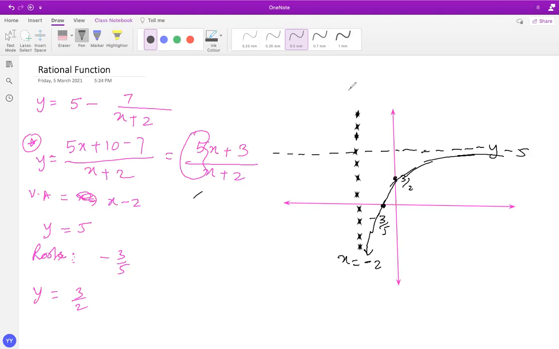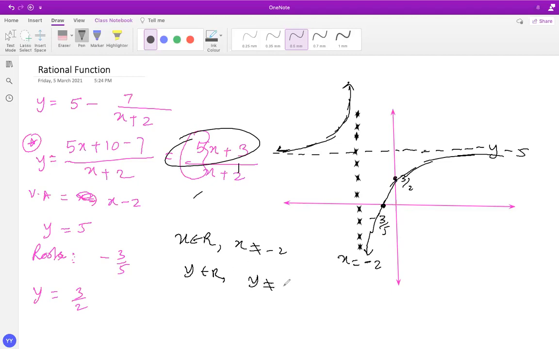So you can see that this is how the graph is going to be here, and the graph on this side is here. Definitely, because if your graph went here, then you would have another root, which is not possible, because you just have one root, which is -3 over 5. So for this question, the domain of this function is x belongs to real numbers, x should not be -2, and y belongs to real numbers, y should not be equal to 5. So this is the horizontal asymptote.